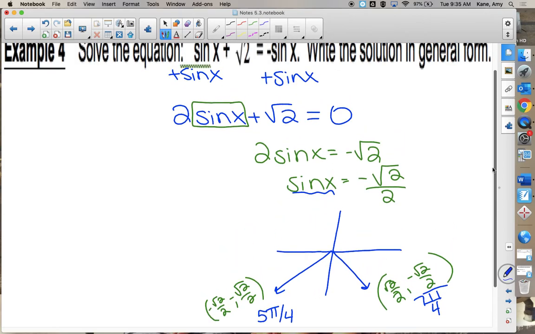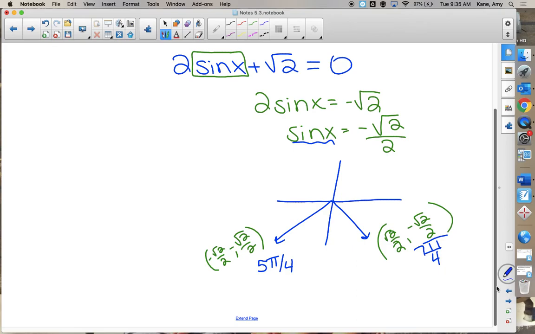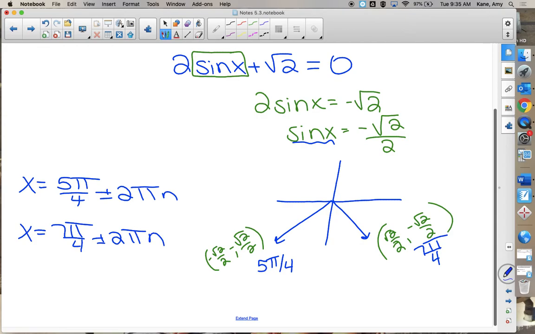So the question wants us to write the solution in general form. So these would be the specific angles. Lauren, what would your general angles look like? X equals 5 pi over 4 plus or minus 2 pi n. Good. And then x equals 7 pi over 4 plus or minus 2 pi n. Excellent. So those angles are not going to be pi units across from each other because they're down in the bottom quadrant. So we have to add 2 pi to go all the way around to get back to that location. Questions?